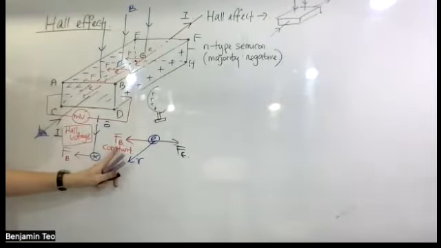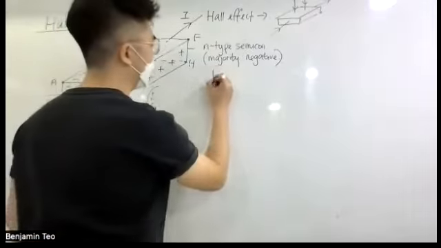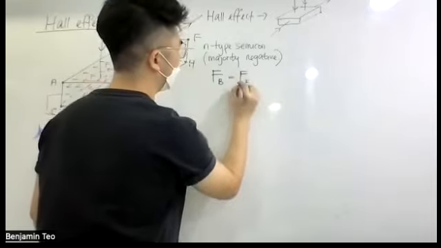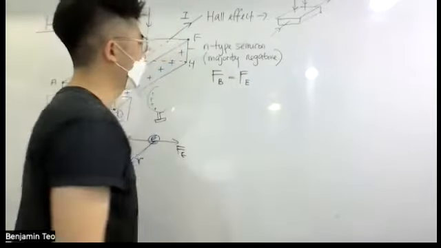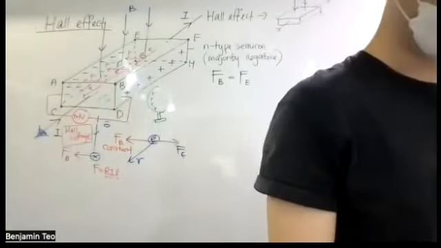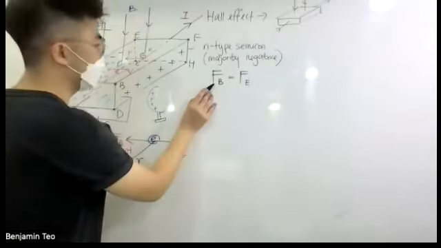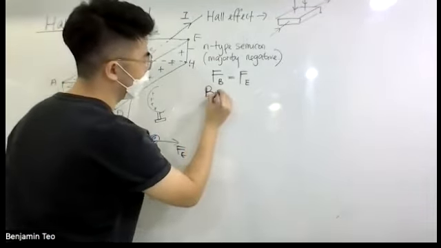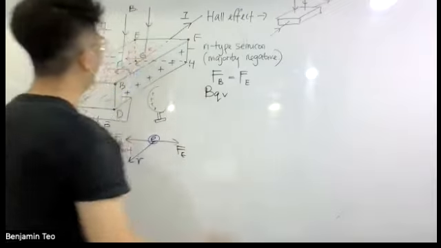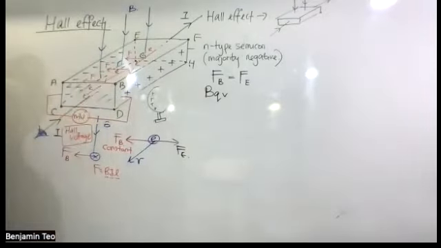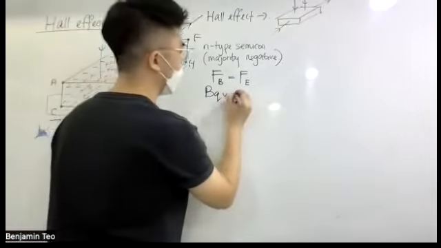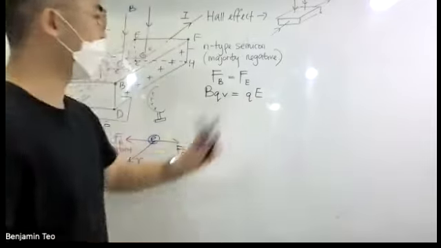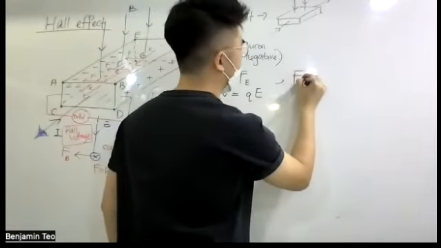Okay, from here, we get what? FB equals FE. Start there. What is the force? This is the force on a charge. So BQV. There's no sine theta because everything is normal here. BQV equals QE. This is from your electric field chapter. Force equals QE.